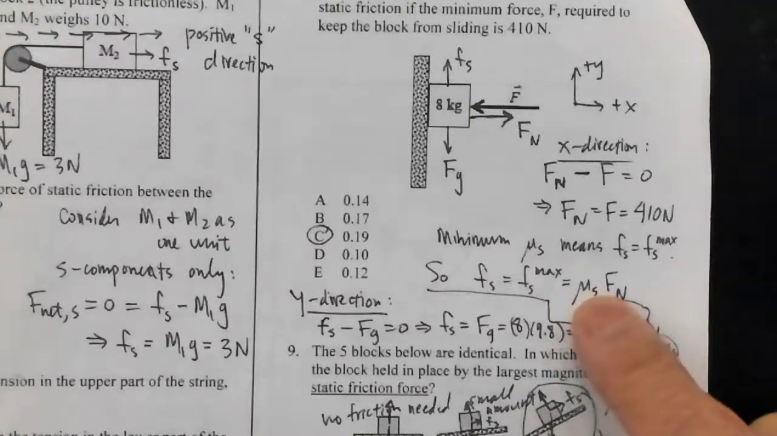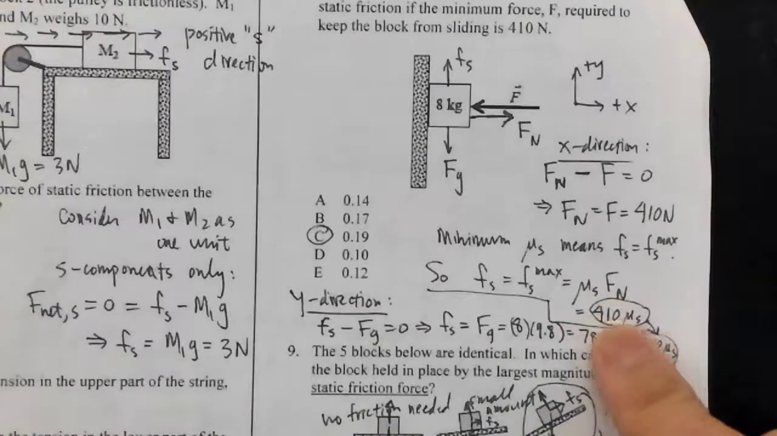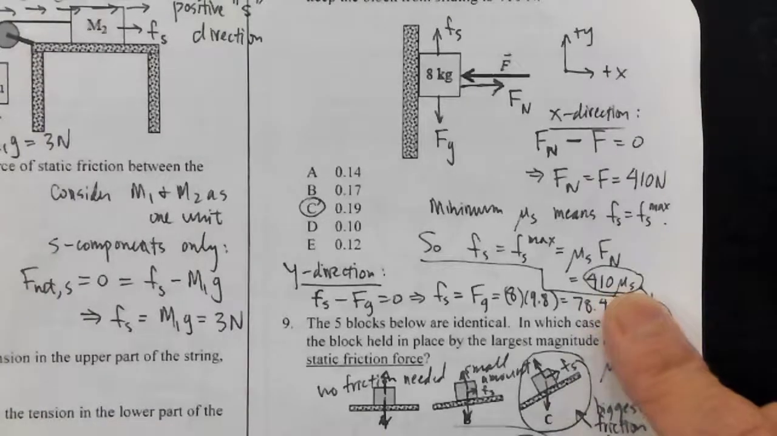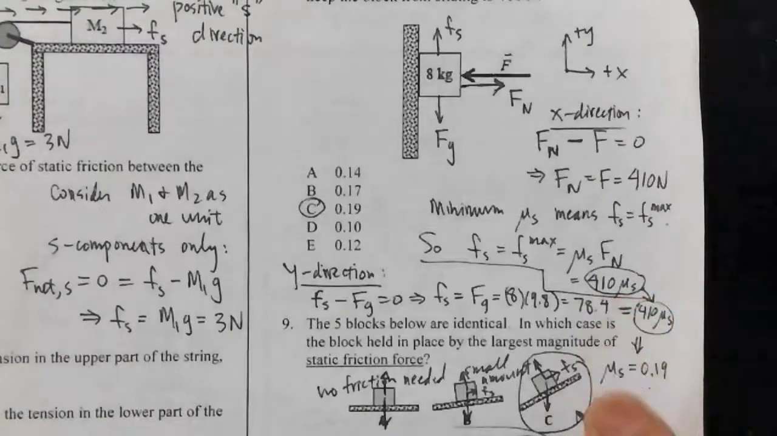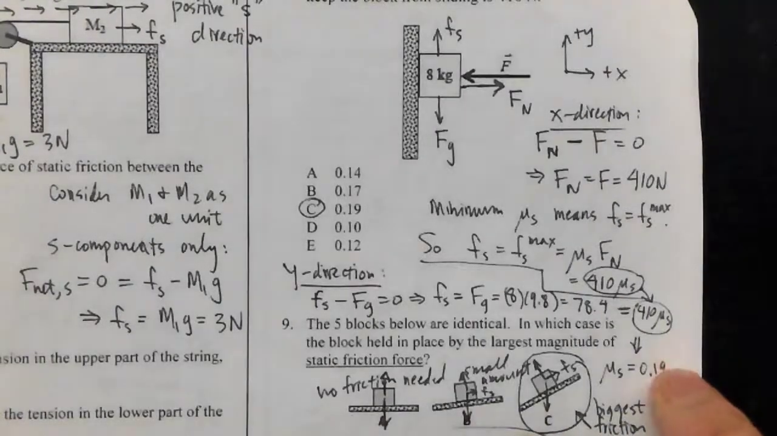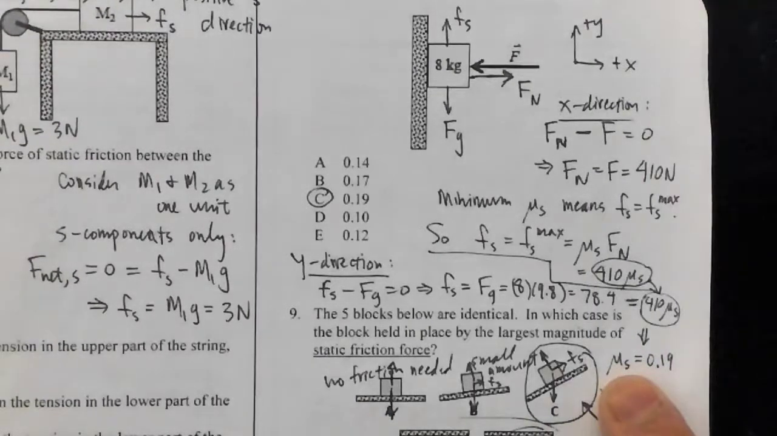But Fs maximum is μs, the coefficient of static friction, times the normal force. And so we get 410 for the normal force, and μs is something we don't know. Okay, so now what we can do is we can solve for.